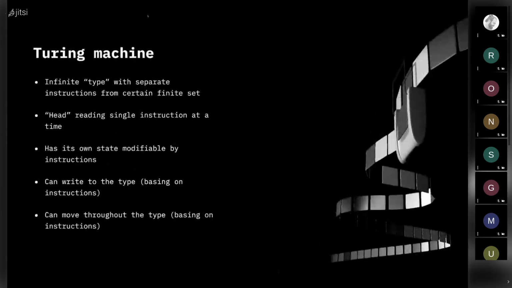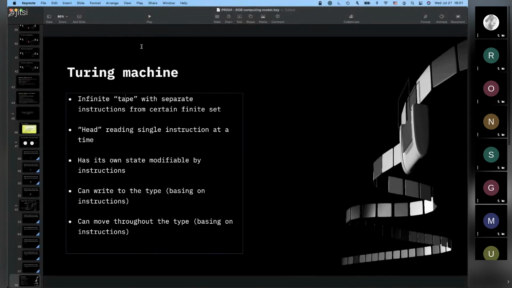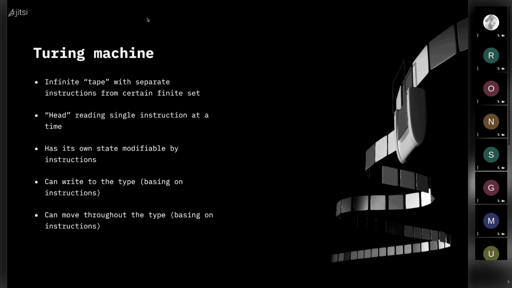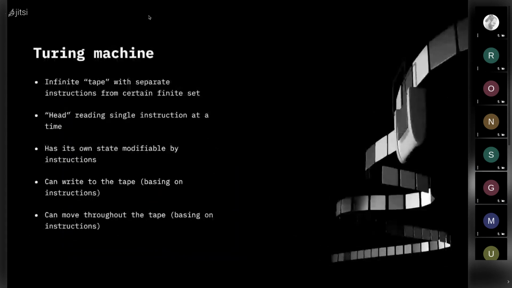And the final type, the most generic computing, is the Turing machine. What is a Turing machine? A Turing machine is described as an infinite tape with separate instructions from a certain finite set of all possible instructions. There is a certain head, like shown here on the right side, that reads a single instruction at a time. Depending on the instruction, it can modify its own state, since the Turing machine has its own internal state. It can write to the tape based on the instruction being read, or it can move along the tape to some other instruction. That's how we can describe the most generic form of computing.